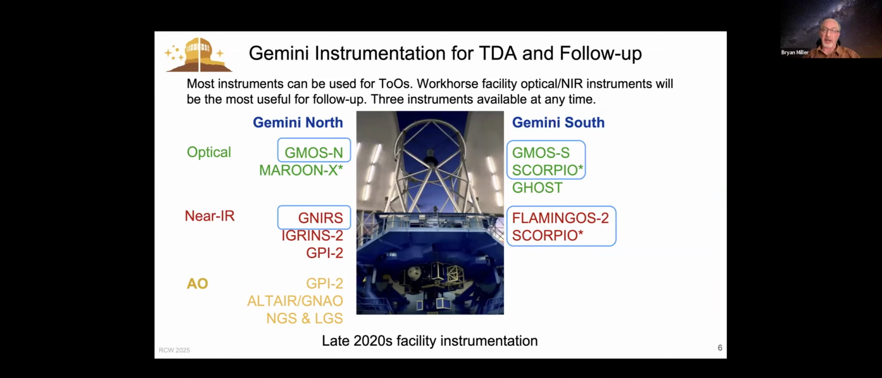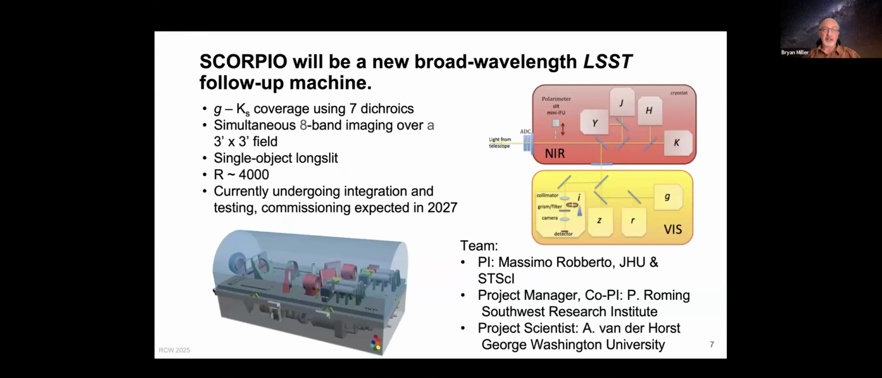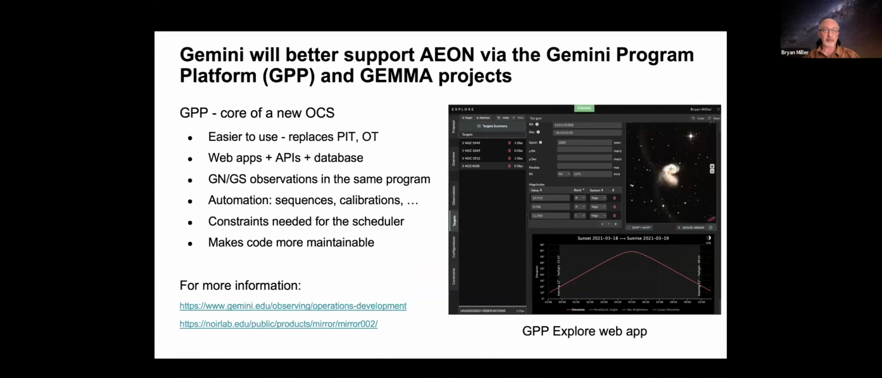Three instruments are available at any one time, and switching between them takes less than a minute. Also, I'll point out that a new instrument called Scorpio is coming soon. It is being designed as a broad wavelength LSST follow-up machine, giving you simultaneous 8-band imaging or long slit spectroscopy from the g-band to the K-band in one shot. It's currently undergoing integration and testing, and we expect commissioning in 2027.